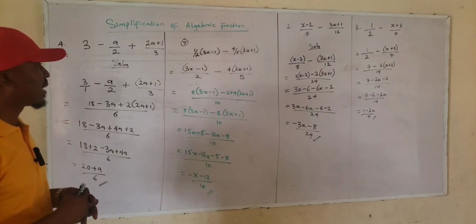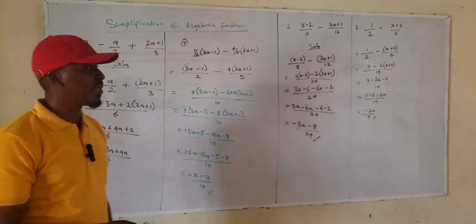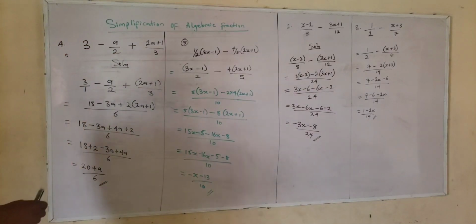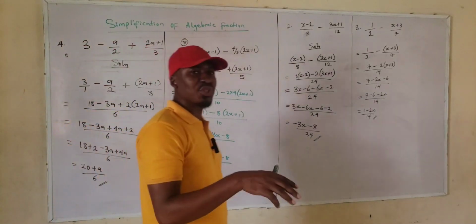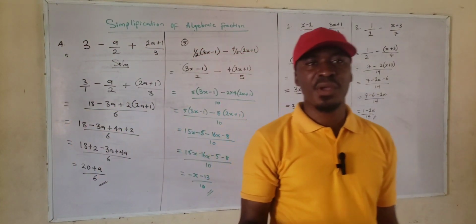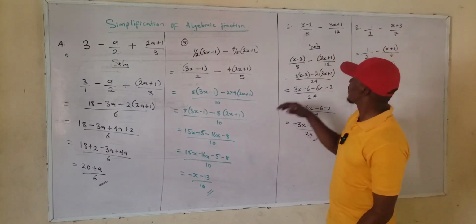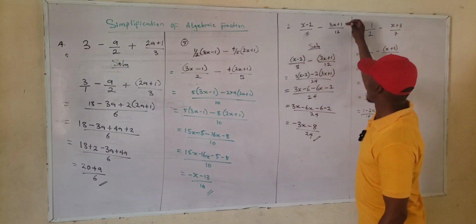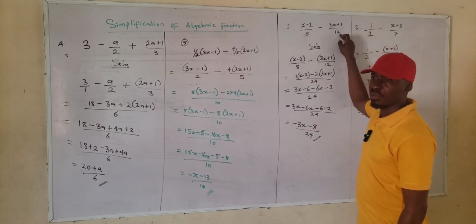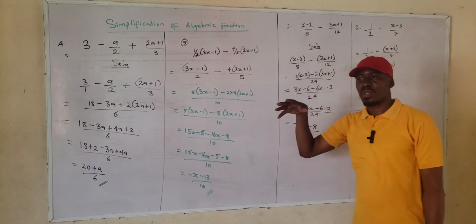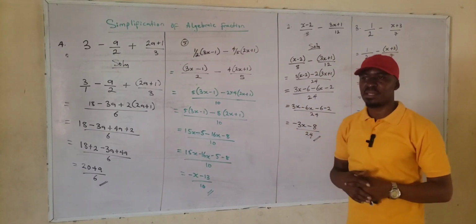So we are going to end the class today at this point. In our next video, we are going to look at simplification of algebraic fraction when you have an algebraic expression at the denominator. Not just numbers at the denominator now. We are going to have algebraic expression at the denominator. Okay, so you are going to see how we are going to solve that. It's also the same process, the same steps.